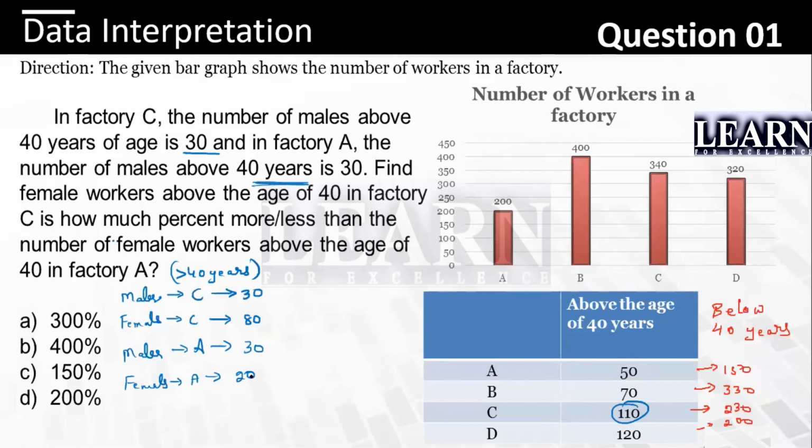Now they ask what is the required percentage. Find the female workers above the age of 40 in factory C. It is what percentage greater than female workers above the age of 40 in this one. Now I can say the required percentage equals 80 minus 20 divided by 20 into 100. That is nothing but 60 by 20, which is 3, into 100 gives 300%.